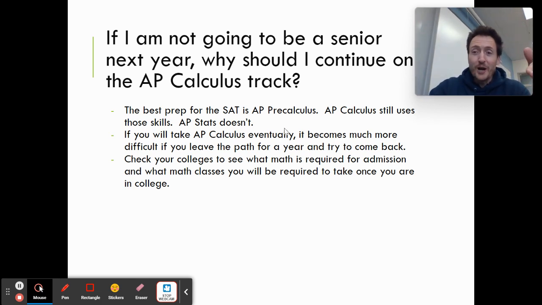If you take a year off, you probably should review a little bit before you try to jump back onto that track. But also go ahead and just check with your colleges, see what math they require, and that might help guide you as well. A lot of colleges do require statistics, so it's something worth looking into.